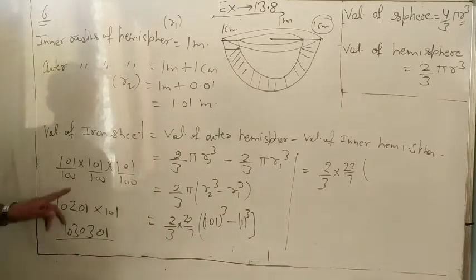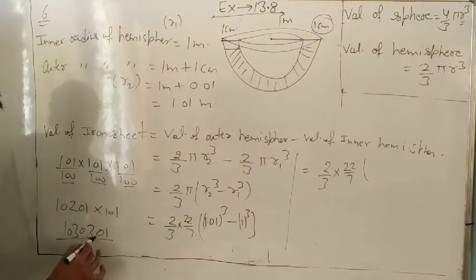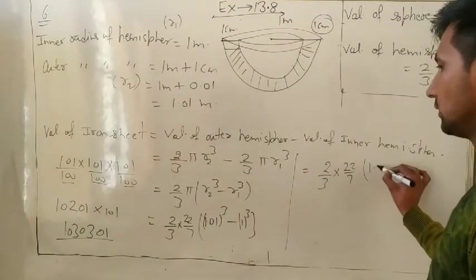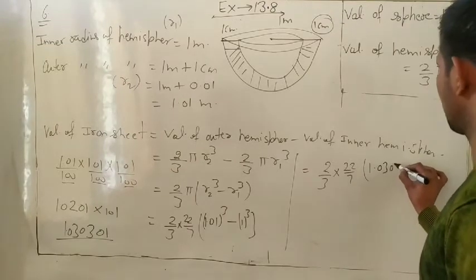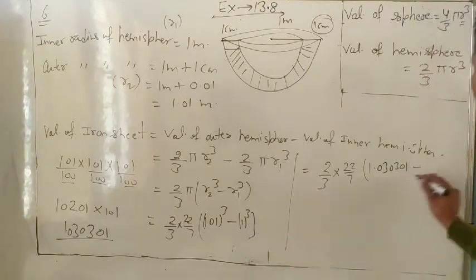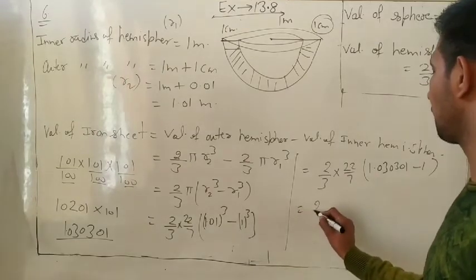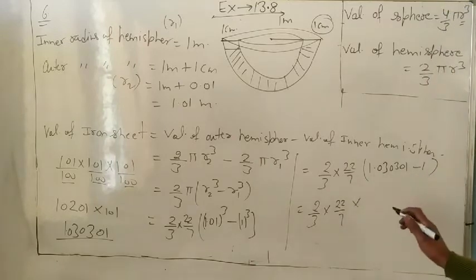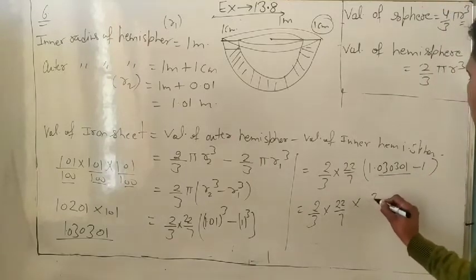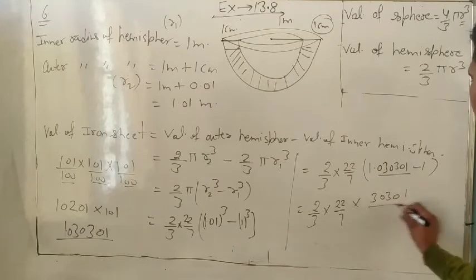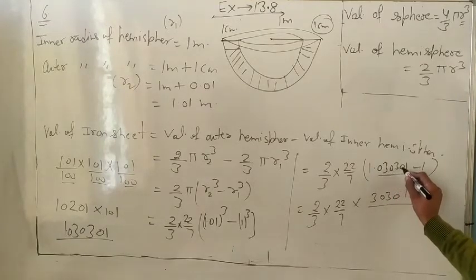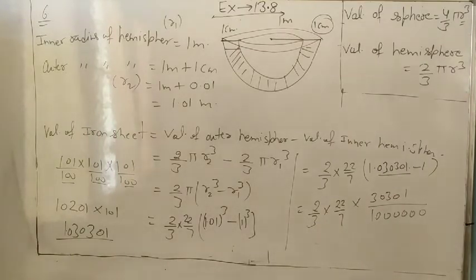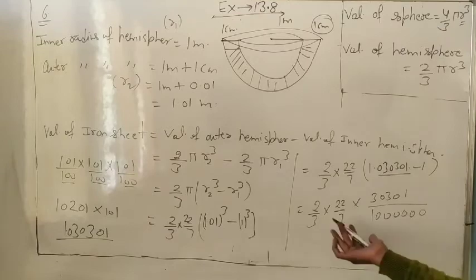And how many zeros? 2, 4, 6. So it comes to 1.030301 minus 1 cube, which you can write as 1. So 2 upon 3 into 22 by 7, and 1.030301 minus 1 remains 0.030301, with 1, 2, 3, 4, 5, 6 decimal places. Understand or not? So you solve it and it is your answer.